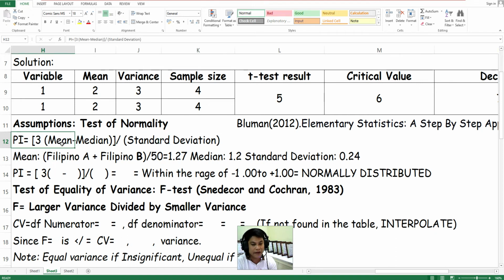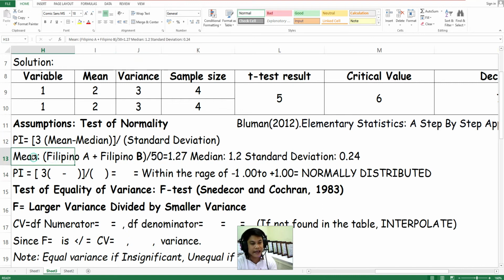The mean here refers to the mean of all the students under study, regardless of what group they belong. So, meaning, in our example, we have 28 students. So, therefore, the mean should be the mean of the 28 students, not of group A and group B. So, we have to analyze in the test of normality together as one data. Also, the median of the two groups, and we also have to get the standard deviation.